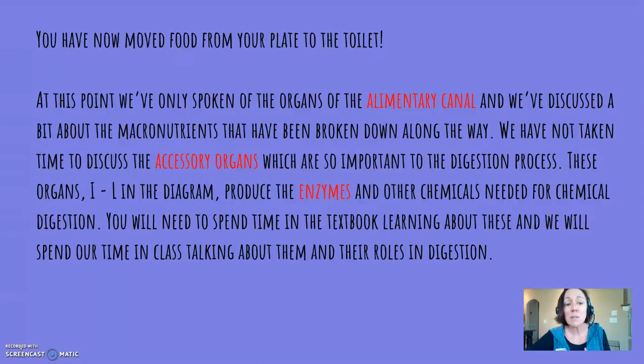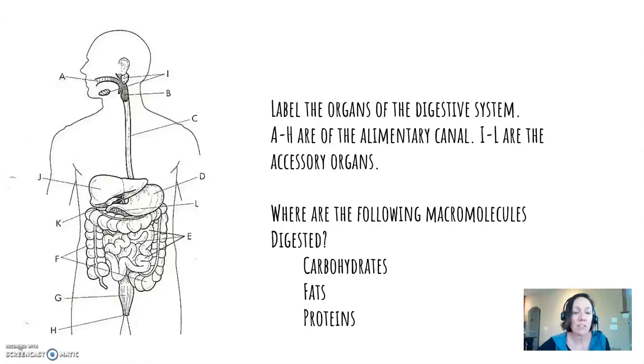We've discussed a little bit about the macronutrients, where those have been broken down along the way and how enzymes are involved in that. But we didn't take time to talk about the accessory organs that are so important to the digestion process, like the pancreas and the gallbladder and the liver. So these organs, which are letters I through L in the diagram, produce enzymes and other chemicals that you need for chemical digestion. So you're going to have to spend time in the textbook on those last few pages learning about these, and then we'll spend a little time in class talking about them and their roles in digestion.